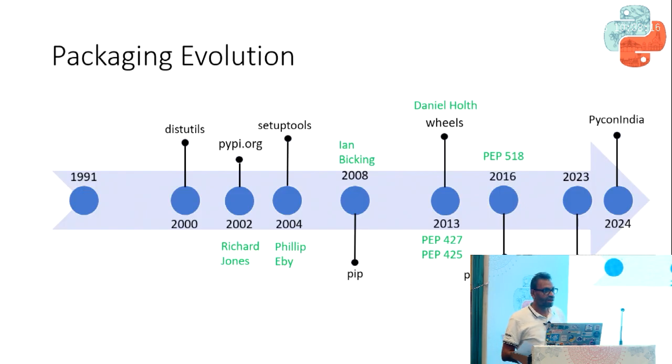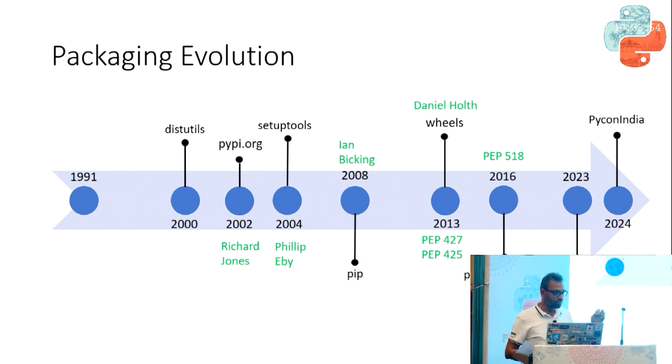So let's quickly look at how this has evolved over a period of time. 1991 is when we created the first version of the software, and then it took almost 9 years to have one utility called distutils. I think a lot of you might have used it earlier to prepare packages. Then somebody realized that the tool is not enough, but you need a repository. So Richard Jones, an Australian developer, came up with the proposal for PyPI, and it was operational in 2003. And Phillip Eby proposed setuptools in 2004.